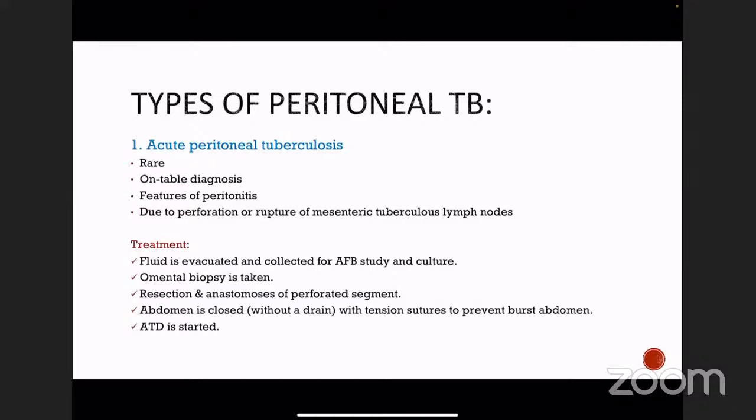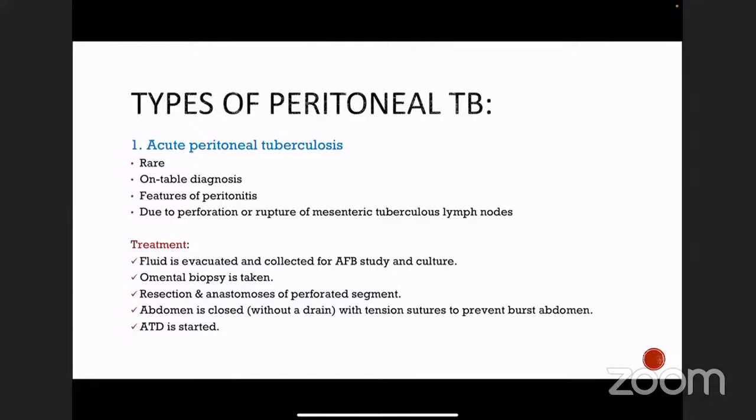The abdomen is closed in such cases. After draining the fluid, the abdomen is closed without a drain, as we have to prevent the formation of a fistula. So we close the abdomen without a drain, with tension sutures to prevent burst abdomen, and we start the ATD, right? Antituberculous drugs we will start. This is the treatment of acute peritoneal tuberculosis.